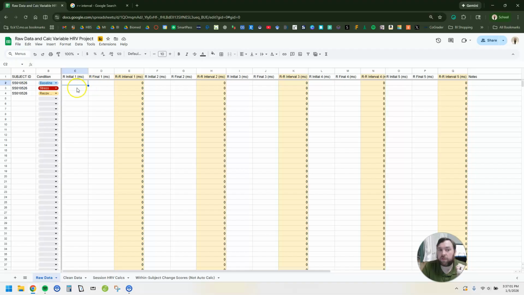And we enter in that first moment, that time that R wave happens. So let's say it happens at 1.029 seconds. That is 1,029 milliseconds. You want to record it as milliseconds, but if you ever have trouble, you can just record the seconds and press equals. Let's say this was at 5 seconds. 5 seconds times 1,000, because there are 1,000 milliseconds in 1 second, and it'll automatically calculate that for you. But try yourself at multiplying by 1,000.